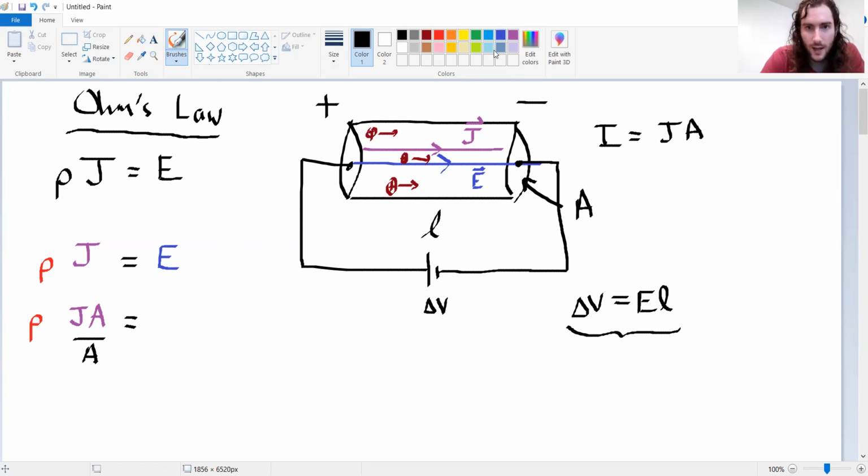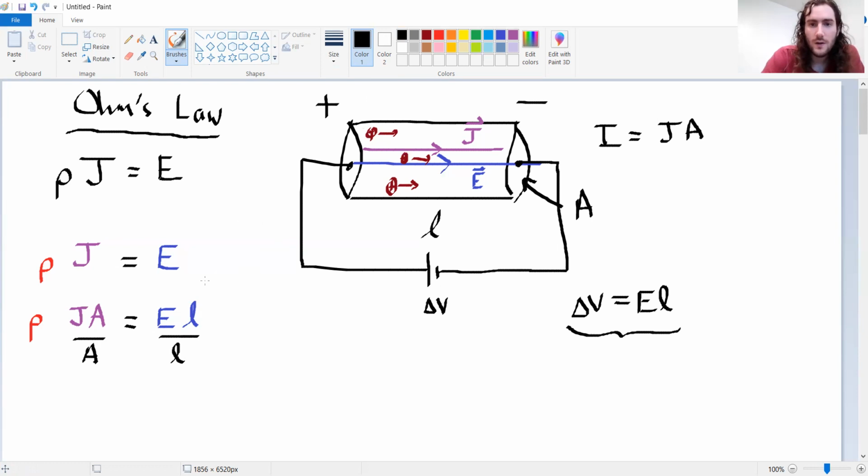Then let's multiply top and bottom of the right side by L. As long as I multiply top and bottom on the right side, I don't have to do anything to the left side. So E times L divided by L on the right side.